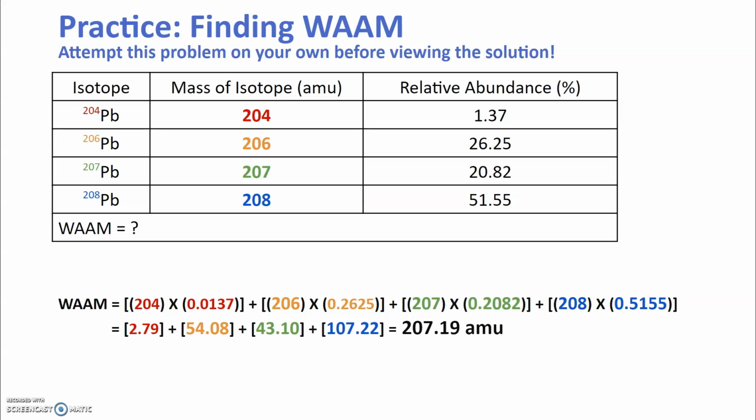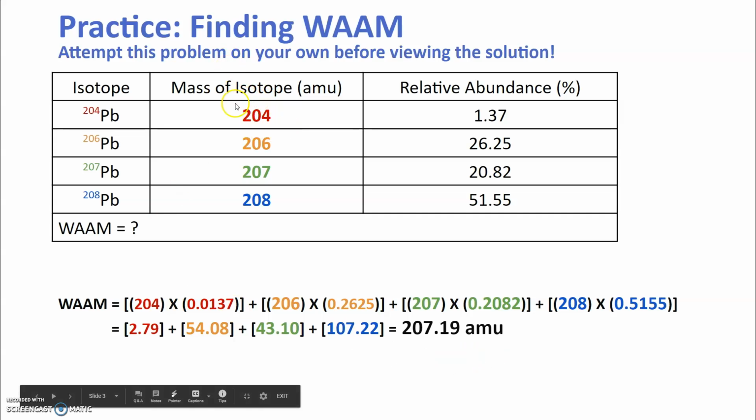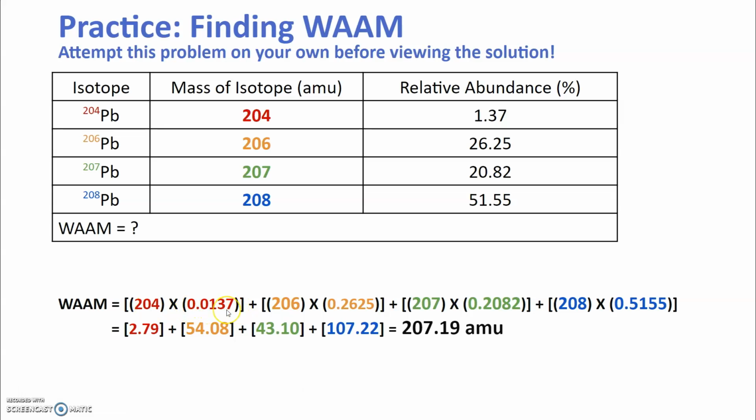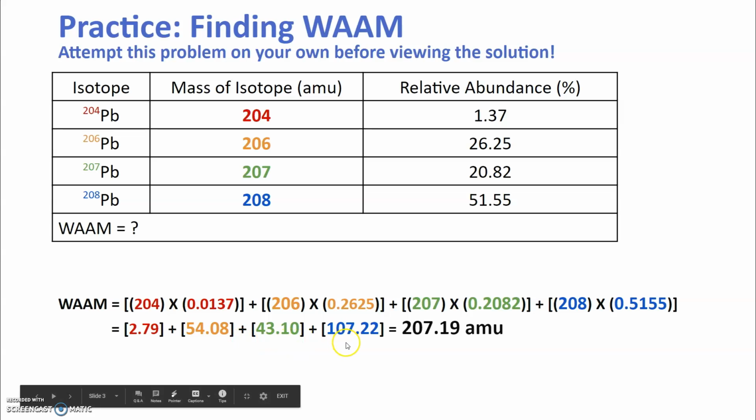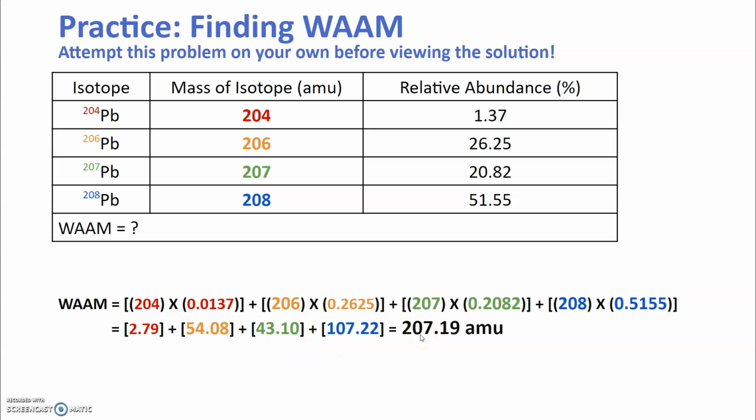So here, I just have a quick solution, and you can see I've taken the mass number, 204, I've multiplied by the percent abundance, written as a decimal, and then I added the mass number of the second isotope times its percent abundance as a decimal, and so on and so forth. And then I multiplied out and simplified, and then I added each of those answers together to give me 207.19 atomic mass units. So that checks out, that matches with what we have on the periodic table. So that's a good thing.